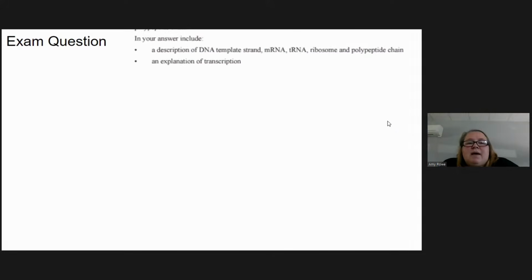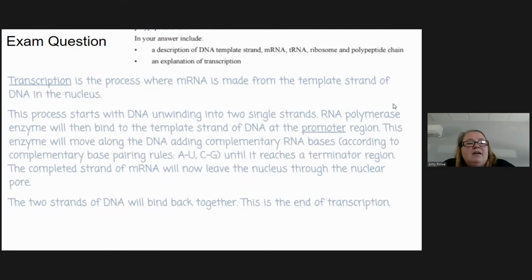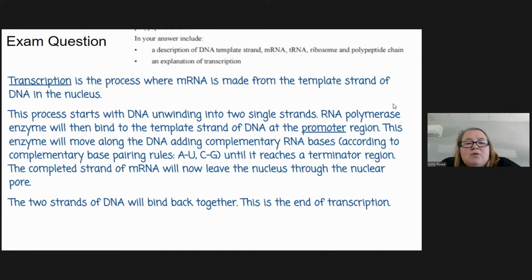All right, so next part, we need to provide an explanation of transcription. So this will just be describing the events and what happens during transcription from the start to the end, until the mRNA strand leaves the nuclear pore. Transcription is the process where mRNA is made from the template strand of DNA in the nucleus. This process starts with DNA unwinding into 2 single strands.